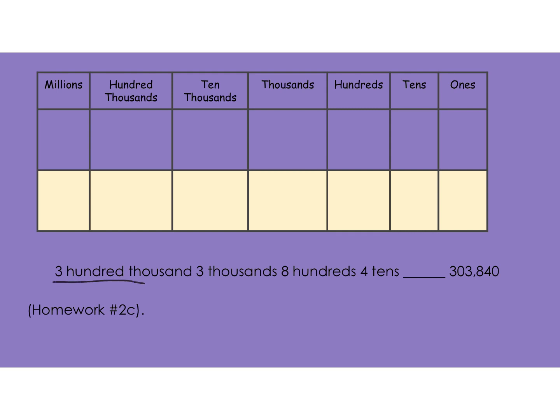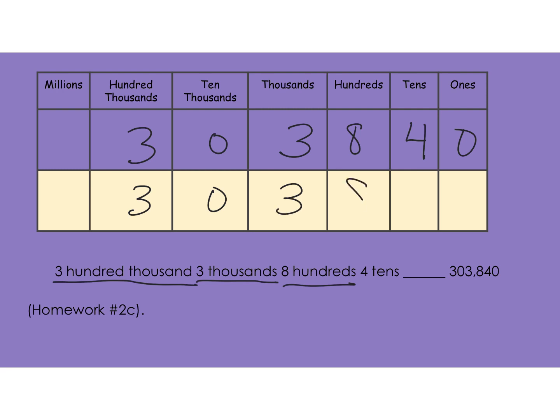Down here I have 300,000, so I'm going to put 3 in my 100,000s. I have 3,000s. Ooh, I don't have any 10,000s. I'm at the 3,000. I have 800, and I have 4 10s, but I'm going to put my zeros in here to hold my place value. And then over here, I have 303,840.